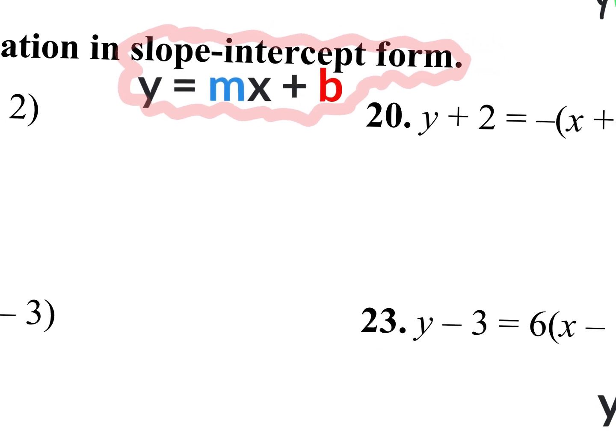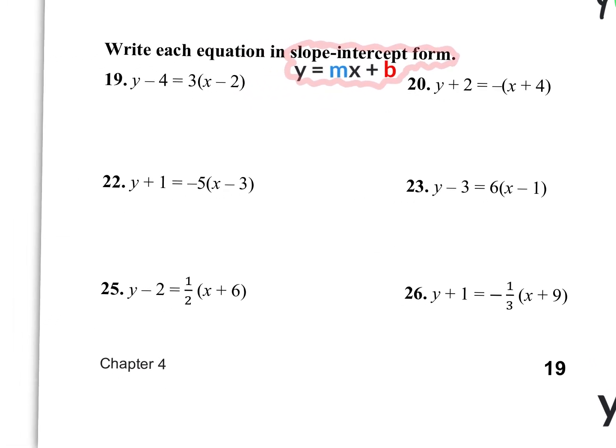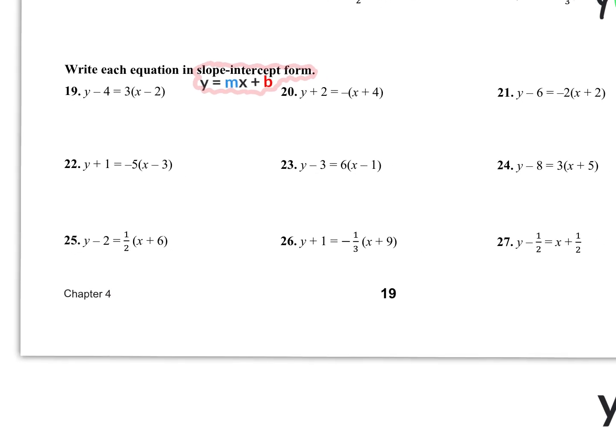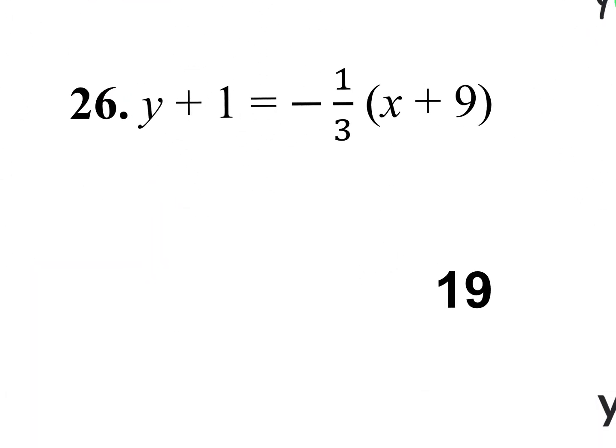So on all of these, it doesn't matter what form it's in. You don't want parentheses, and you want y by itself. So pick a number on this last section. 26? 24. Okay, we'll do 24 and 26, no problem. Let's start with 26. Again, y equals mx plus b does not have parentheses. So we don't want those parentheses. What am I going to do? Distribute to get rid of the parentheses.